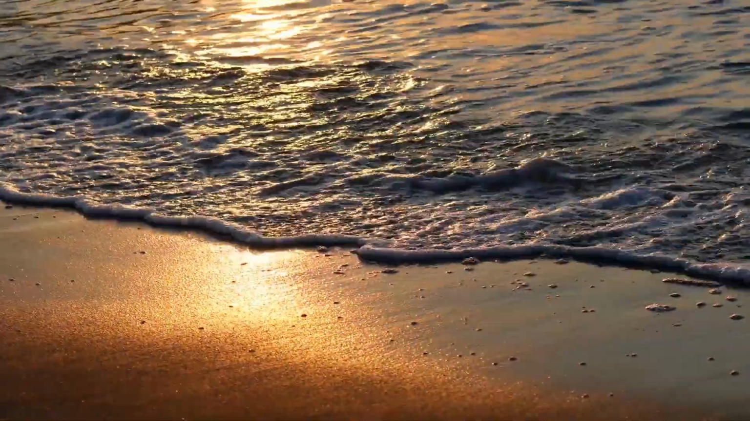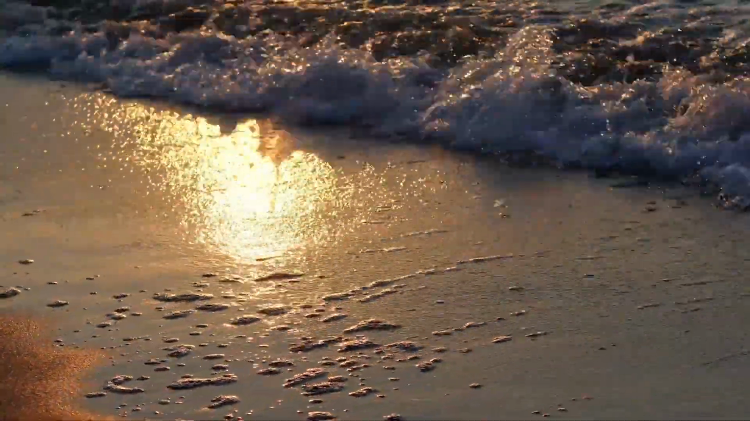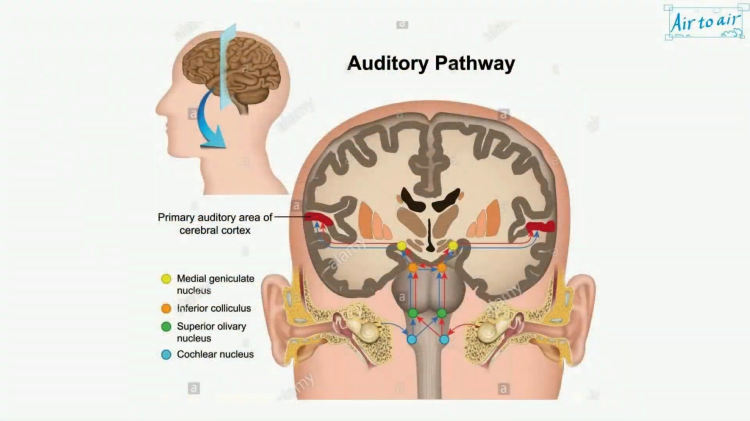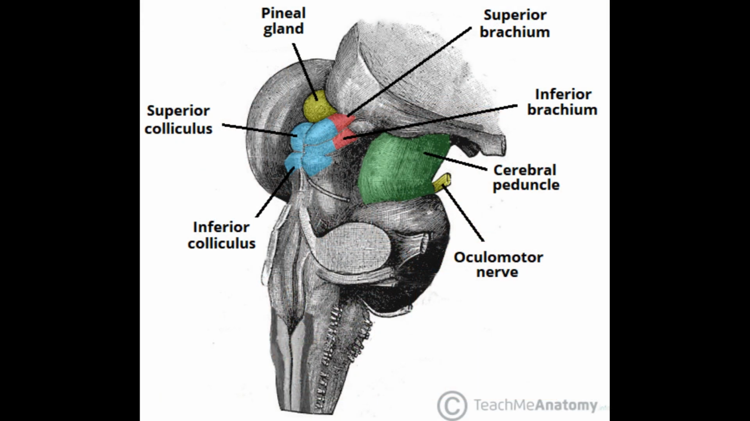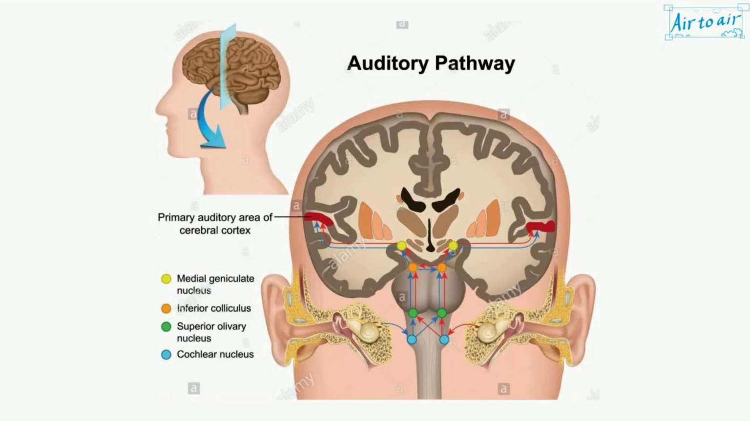The auditory process is more complex than the visual one, with many parallel auditory pathways. However, all ascending auditory pathways converge onto the inferior colliculus. Output from the inferior colliculus is sent to the medial geniculate nucleus of the thalamus.